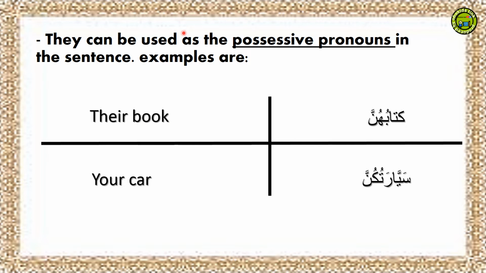They can be used as the possessive pronouns in the sentence. Examples are كتابهن, their book. سيارتكن, your car. So the possessive pronouns in these nouns are hunna and kunna.